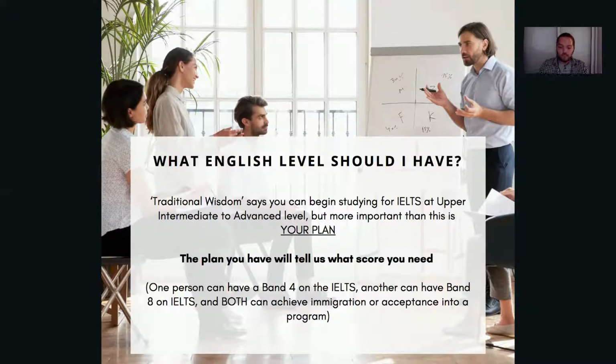But for some people, you do not need that high of a level of English, because maybe you don't need that high of a score on the test. So the example that I have written here: one person can have a band 4 on the IELTS, another can have a band 8. Both can achieve immigration or acceptance into a program, depending on the plan that they have. And they can both meet each other living in Calgary for a coffee. This is what we're going to talk about now.